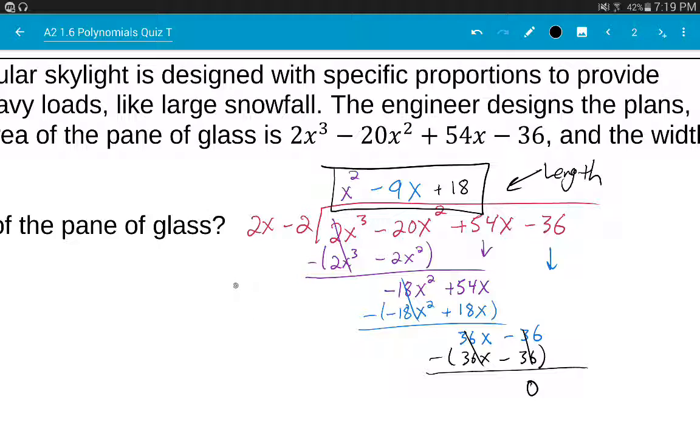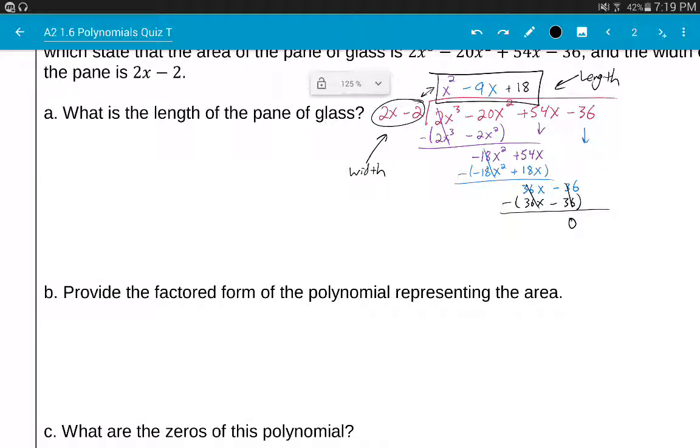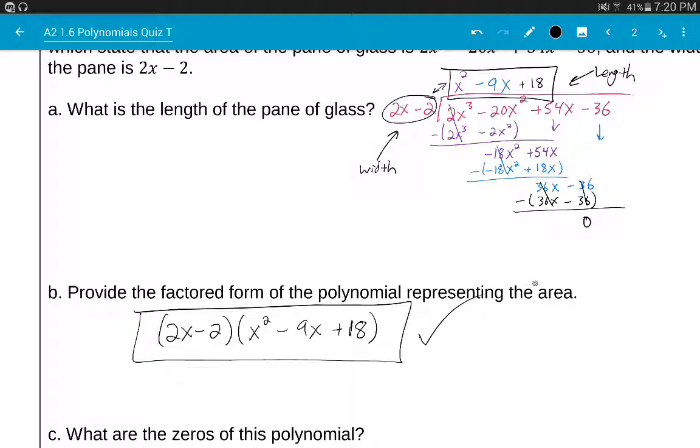And you could even check this if you want, because if this right here is the width, then these two multiplied together should be able to multiply to get me this big polynomial underneath. With a box method, you could do that. Okay, so now the factored form of the polynomial means that we're rewriting the long polynomial in its equivalent factors. So that is 2x minus 2 times x squared minus 9x plus 18. That's the factored form.